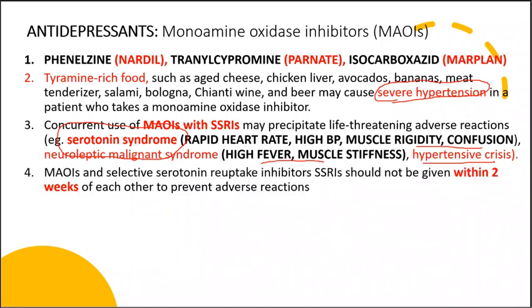Again, if we're going to use both, we want to have at least a space of 2 weeks. So MAOIs and SSRIs should not be given within 2 weeks of each other, to prevent those adverse effects we talked about. So please, you want to remember that your MAOIs and your SSRIs should not be given within 2 weeks of each other.